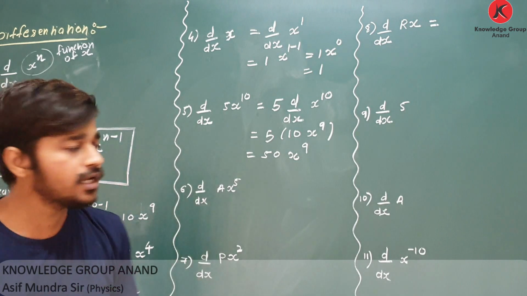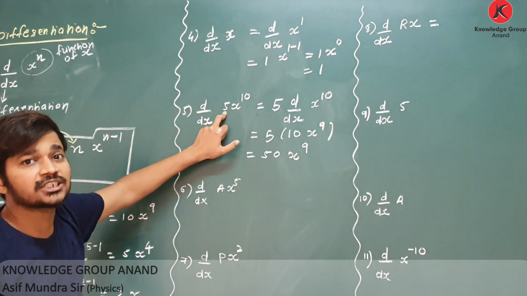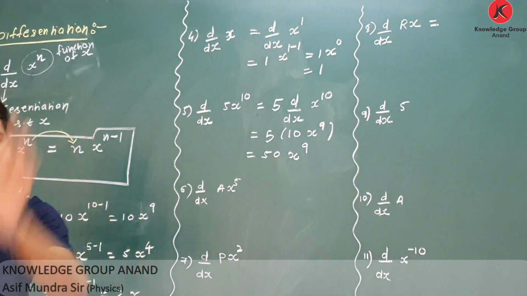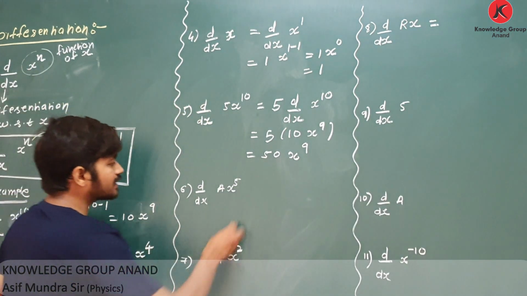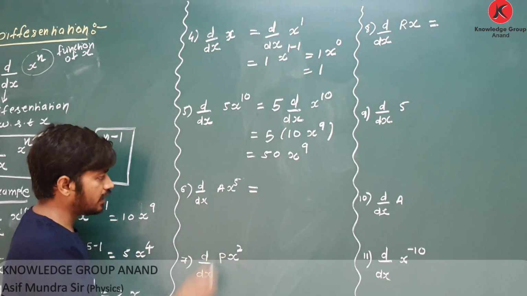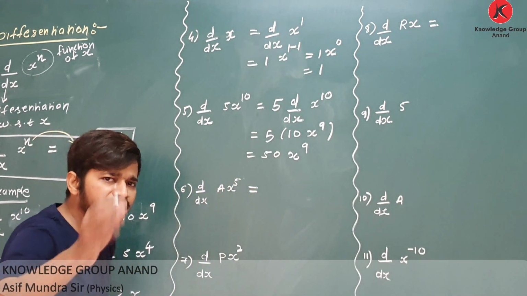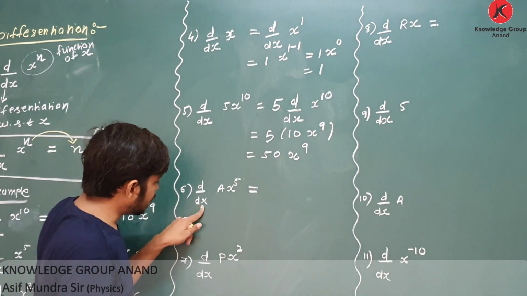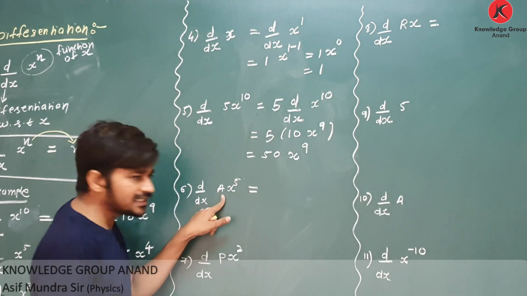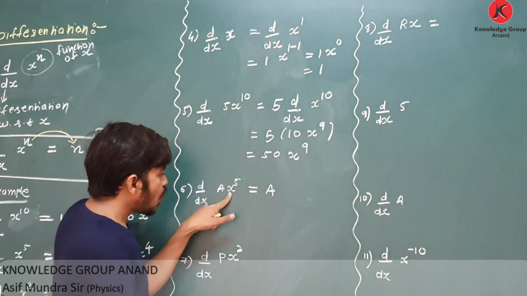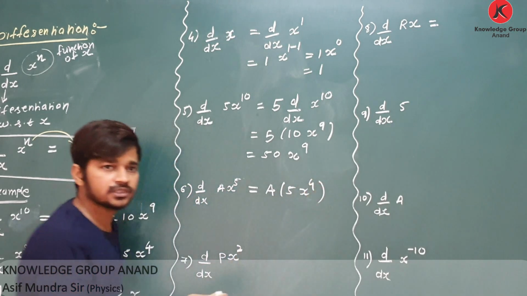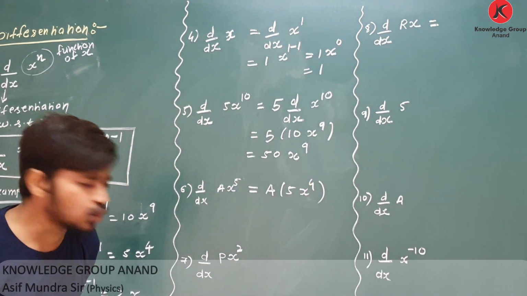Clear? This is when you are given such a constant multiplied with a function having x. Another example, d upon dx of a times x raised to 5. Differentiation is with respect to x. The term is x raised to 5, and a is a constant, so it stays as it is. What is the differentiation of x raised to 5? 5x raised to 4. Simple.